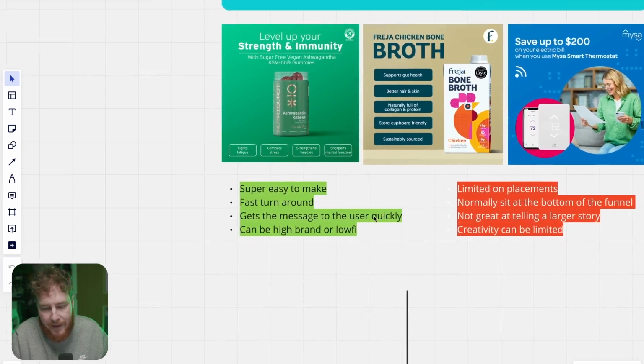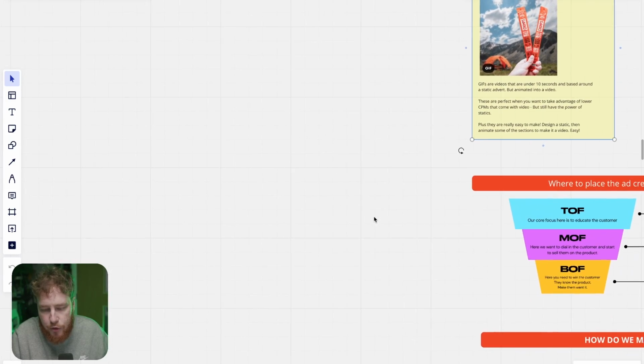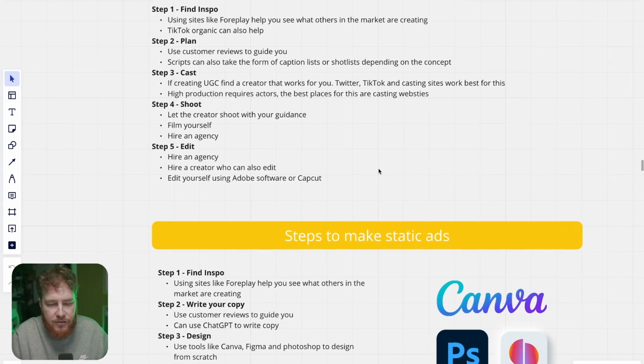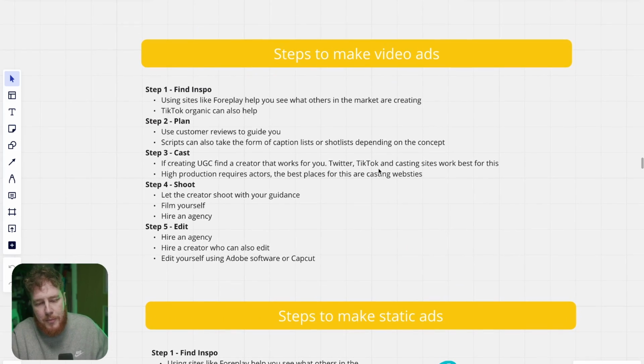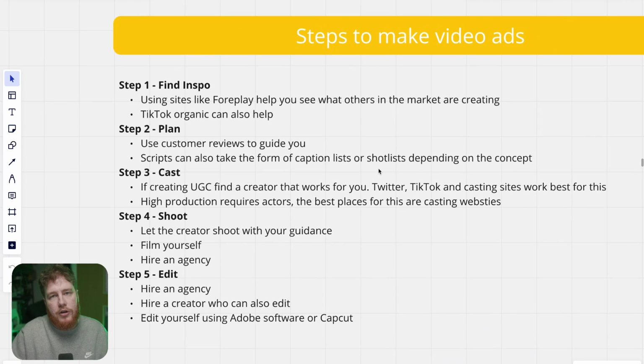Now, how do we make statics? Okay, so we spoke about this before, why they're so great. So let's talk about now how you make them. Okay, we're going to talk about whereabouts they sit in the funnel in just a second, but let's talk about the steps to make video ads first. Okay, video ads, like I mentioned, are a bit harder because of the barrier to entry, but they all kind of start in the same place, which is you want to find inspiration.